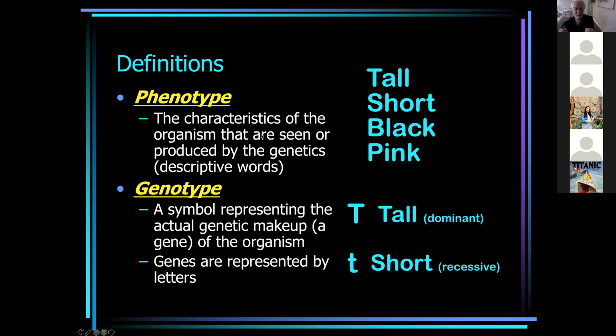The phenotype can be tall, short, black, pink. It is what you see. The genotype is a letter. So in the case of a tall plant, if tall is dominant, you give it a capital T. And if short is recessive, that would be a lowercase t. But genotype is a letter.